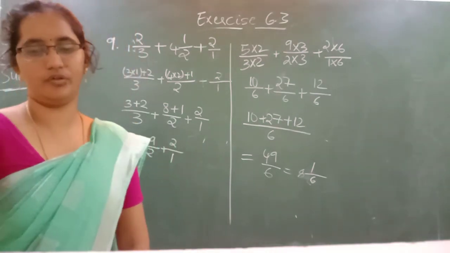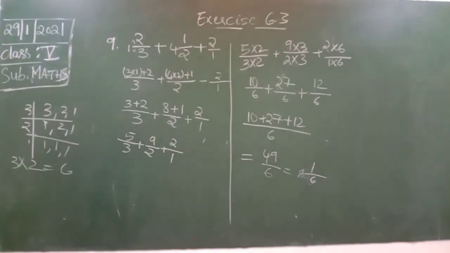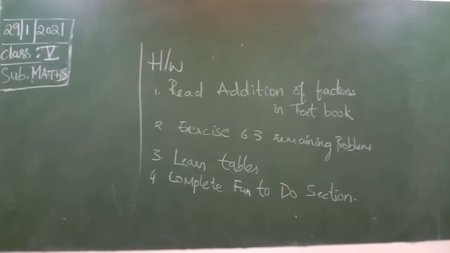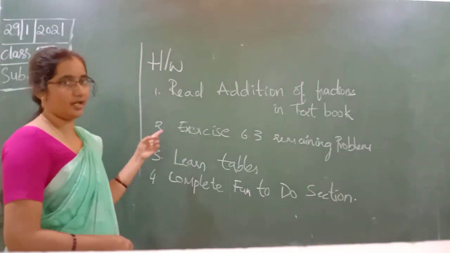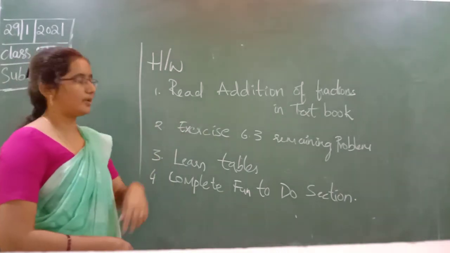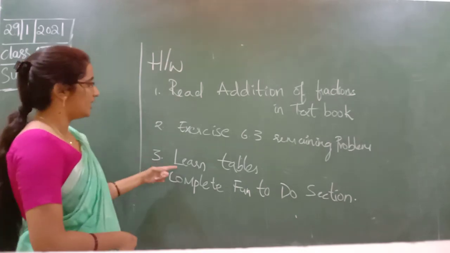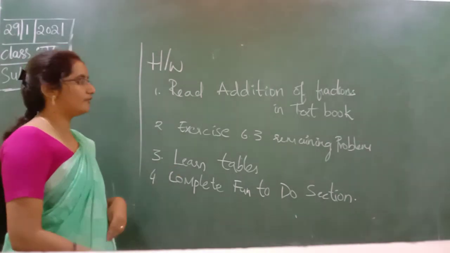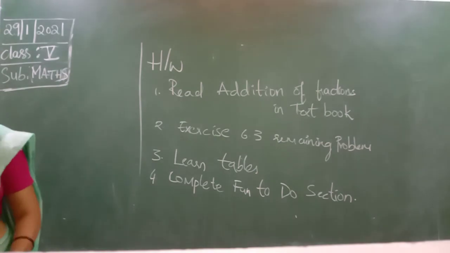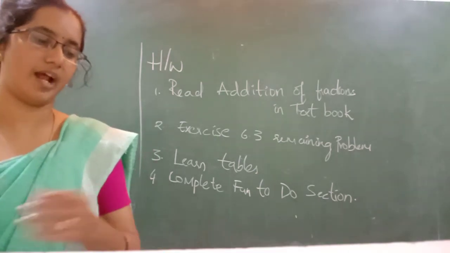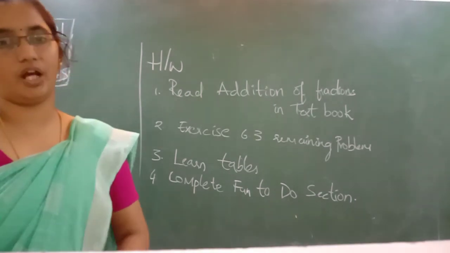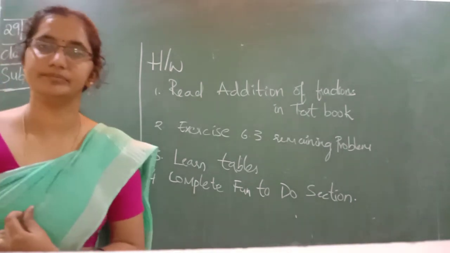Do the remaining ones for homework. Homework: read addition of fractions in the textbook. Read and understand again, please. Exercise 6.3 remaining problems and learn tables. Complete the Fun To Do section, the one where previously we did the circle fractions that add together to make one. You have to complete that. Thank you.